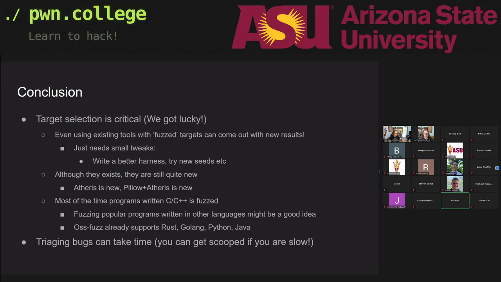We found that most of the time, the programs being fuzzed by other researchers and OSS-Fuzz are written in C or C++. So it might be a good idea to explore fuzzing programs written in different languages and trying out different combinations to see if you can find bugs. Another important thing we learned was that triaging bugs can take time, and if you take too much time, you can get scooped, which is what happened with one of the bug reports we reported. Okay, thank you. That's it.